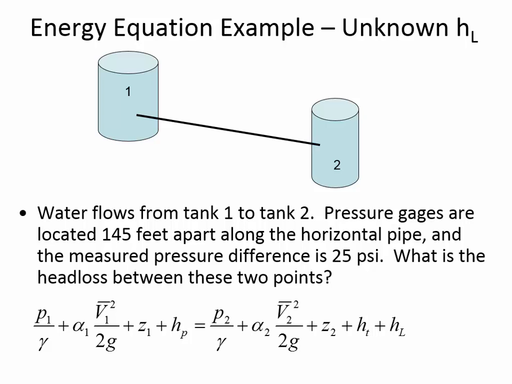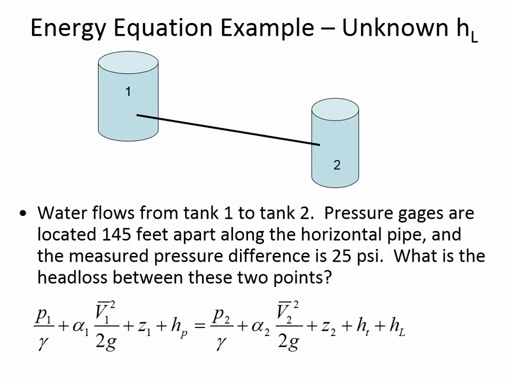And then the other thing that we need to make note of is that this delta P that we're given in terms of pounds per square inch, it's 25 pounds per inch squared, but we also need to multiply that by 144 square inches per square foot. So the change in pressure is 3,600 pounds per square foot.